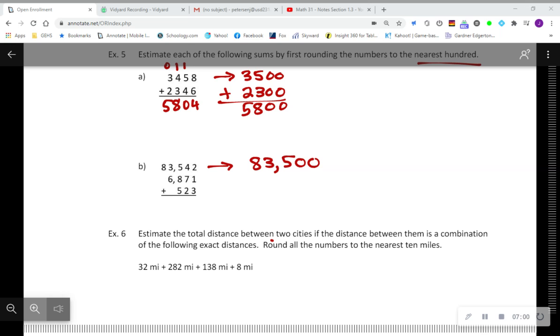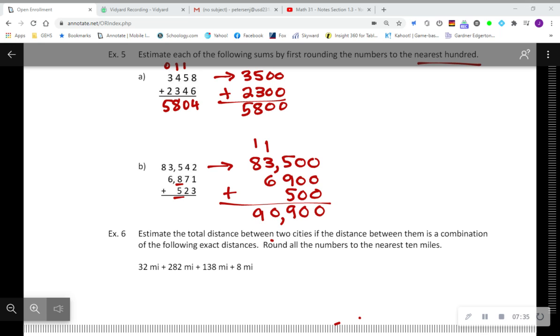This is either 6,800 or 6,900, and the case here is 6,900 because of the 7 that is next to that underlined digit there. This will either be 500 or closer to 600, and since it's only got a 2 next to it, we'll leave it at 500. And we're going to be adding these columns. So it's roughly 90,900 is our estimate here.